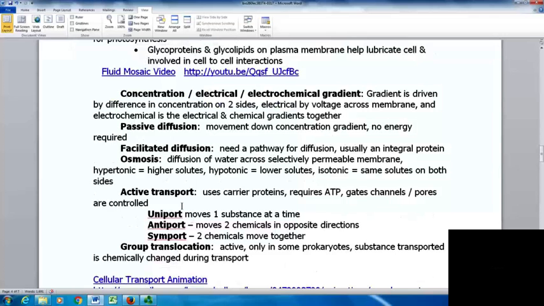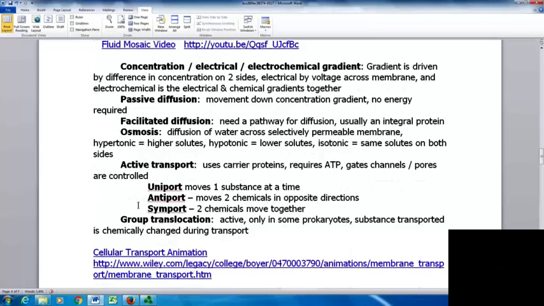Active transport uses carrier proteins. This will require ATP because it is an active process. Here you'll have gates that will act as channels or pores that are controlled. A uniport is going to move one substance at a time, while an antiport moves two chemicals in opposite directions. A symport is going to move two chemicals together.